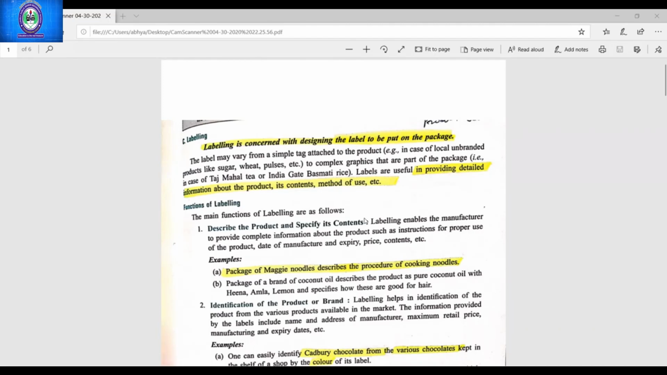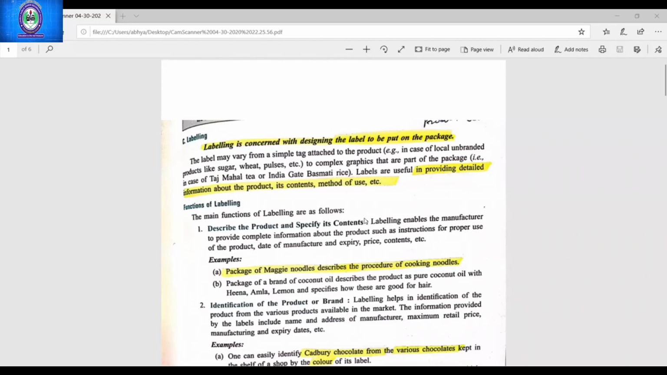and quantity. All these are important information, and if any promotional scheme is there, like buy one get one free, that is also put on the label. And where is the label put? On the package of the product. So we can say labeling is a part of packaging. After preparing the package, we have to design the label on that package. So labeling means putting the label on the product. Not only putting, it also includes the designing. So labeling is concerned with designing the label to be put on the package.